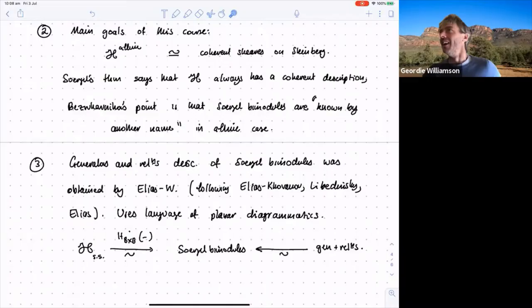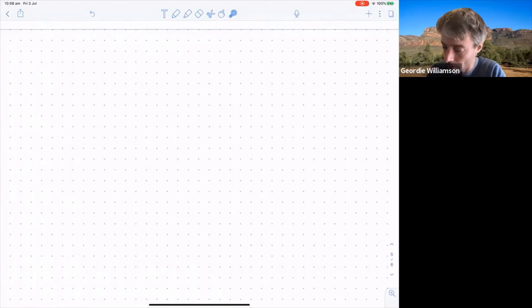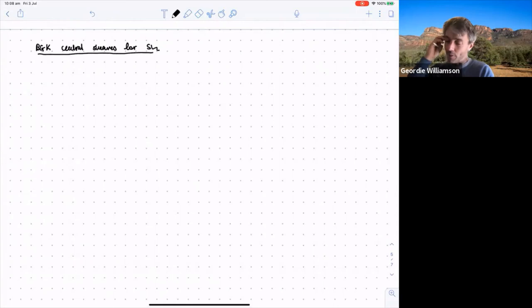Okay, so I want to go over BGK central sheaves for SL2. About eight lectures ago I gave a lecture where I described how you calculate the image of the central functor for SL2 on the natural representation, and it took about an hour, and I think some people were quite lost. It really is very complicated, and this is the first interesting example you can do.